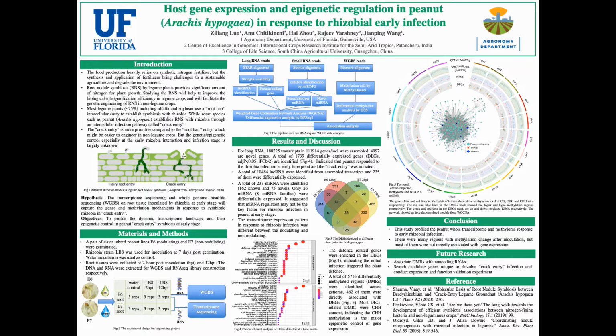To do that, we use a pair of sister inbred lines, E6 and E7. A rhizobial strain, LBA, was used for the inoculation, while water treatment was used as control. The root tissues at 2 hours post-inoculation and 12 hours post-inoculation were collected for RNA and DNA extraction. They were then submitted for sequencing.